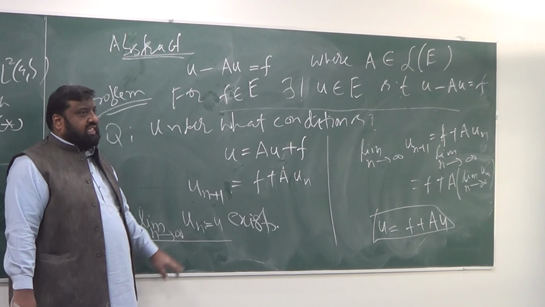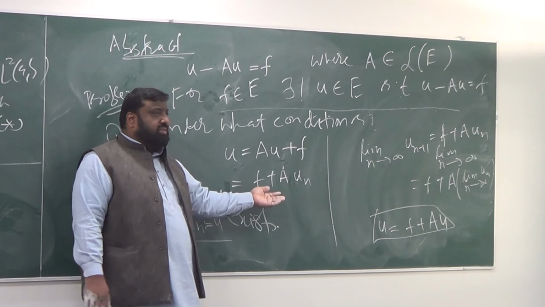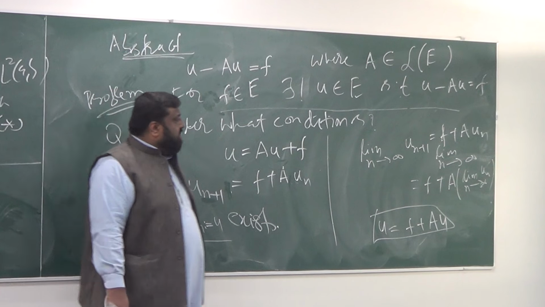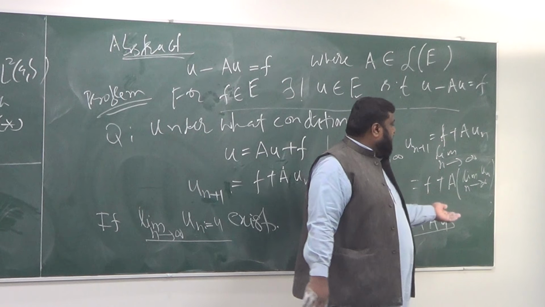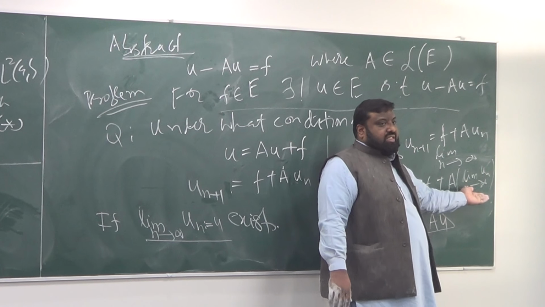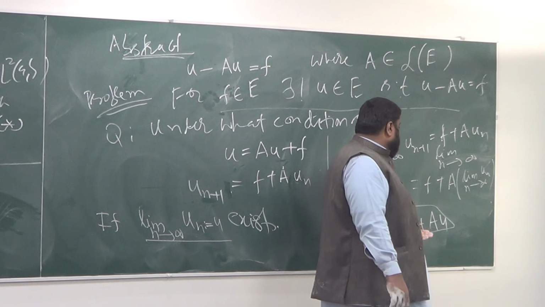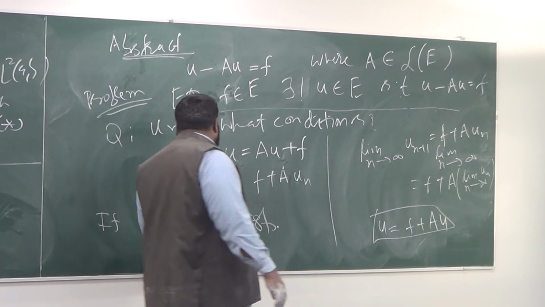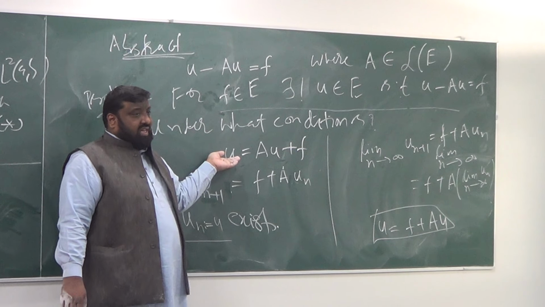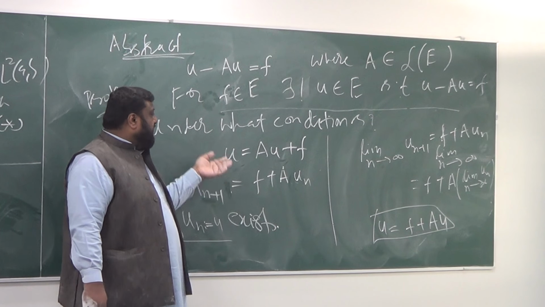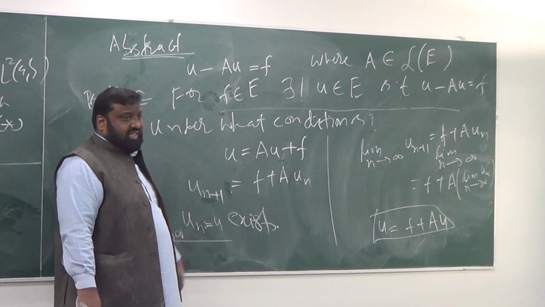If this sequence is a convergent sequence, then I can take the limit on both sides. If I take the limit on both sides, the boundedness and the linearity of the operator allow me to take the limit inside the expression. And hence you get the limit of this sequence, which satisfies this problem. But the question is, what is that sequence actually?